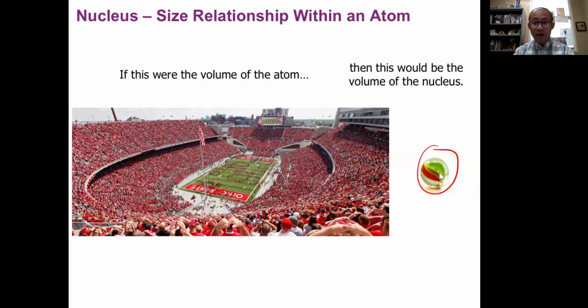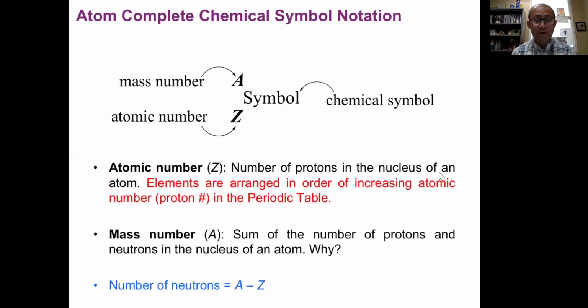Okay, how do we put on paper, show, hey, this is an element and we want to demonstrate the numbers of these particles? We have a very special symbol notation commonly used in chemistry. This symbol is shown here. First, of course, you put the symbol of the element.